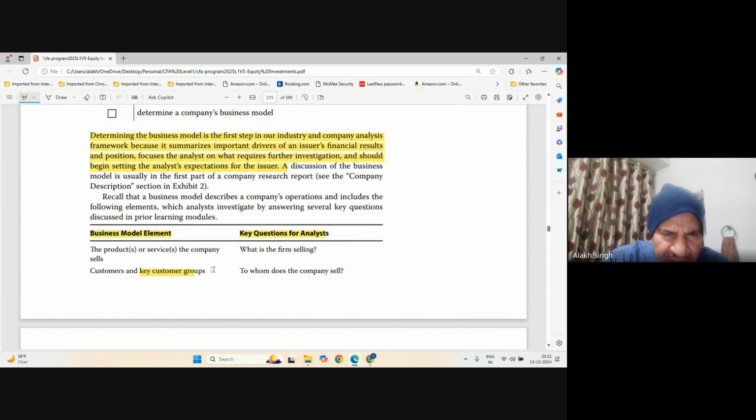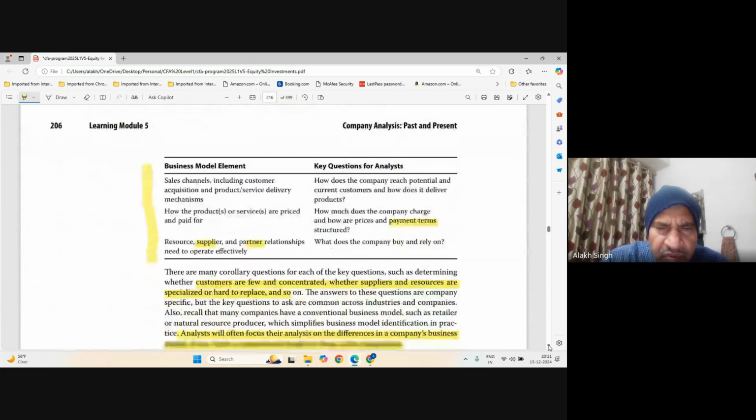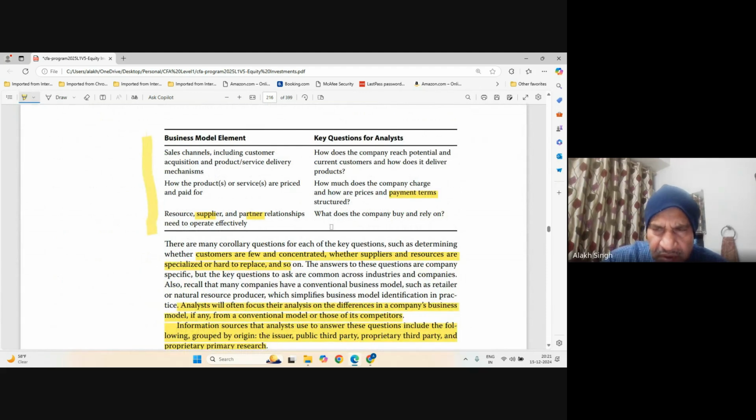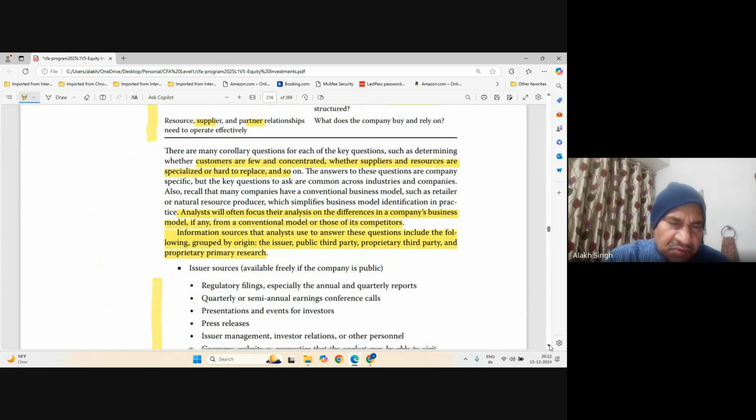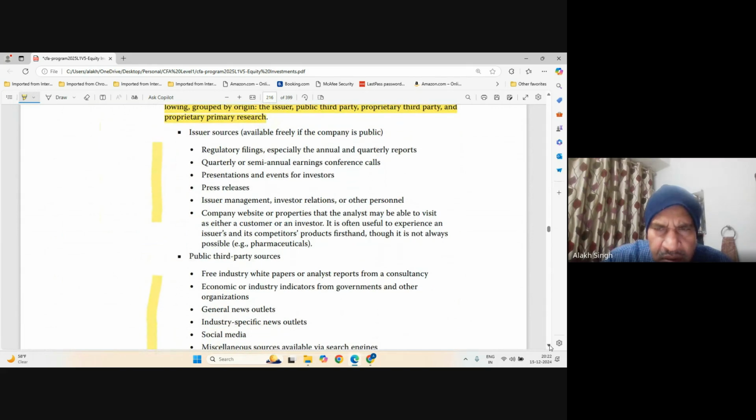The business model elements, key questions for the analyst. So how many questions are there? 1, 2, 3, 4, 5, only 5. So basically, these are the 5 forces. The only thing Michael Porter had not told about is these payment terms, that there can be negative working capital, so the company doesn't even need to borrow money from the bank. Otherwise, the rest of the things are part of Michael Porter's 5 forces about the business model of the company.